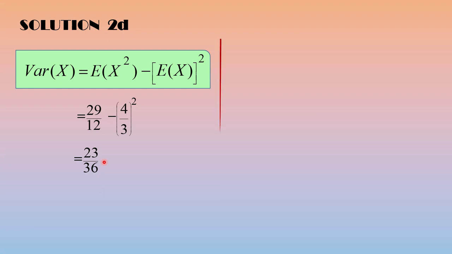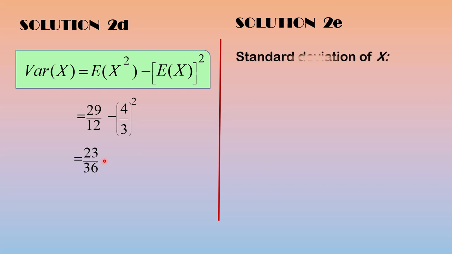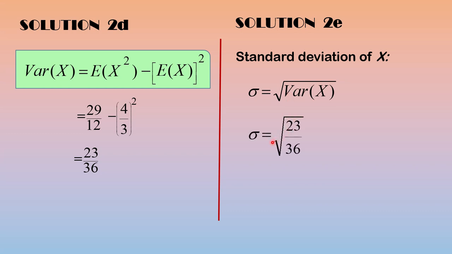Okay, now we continue with 2E. The question asks to find the standard deviation of X. The standard deviation is given as the square root of the variance of X. It means you take the square root of 23 over 36 and the answer is 0.7993.